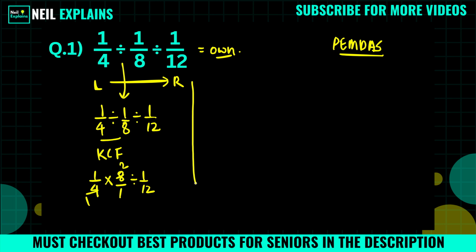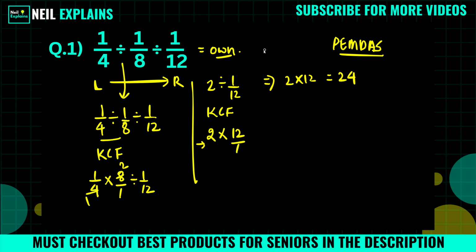So we get 2 divided by 1 by 12. Again we will apply KCF here. We keep 2 as it is, this division will become multiplication, and 1 by 12 will become 12 by 1. Now what do we get? In simplest form, 2 into 12, which gives 24. So 24 is the right answer.